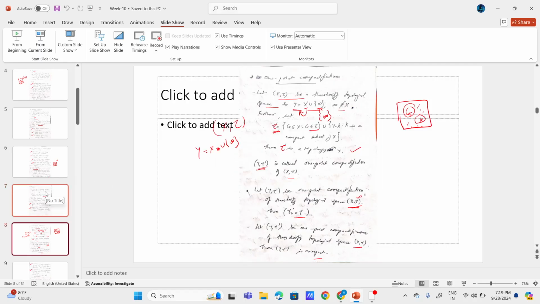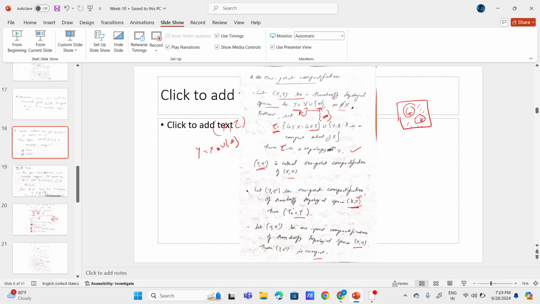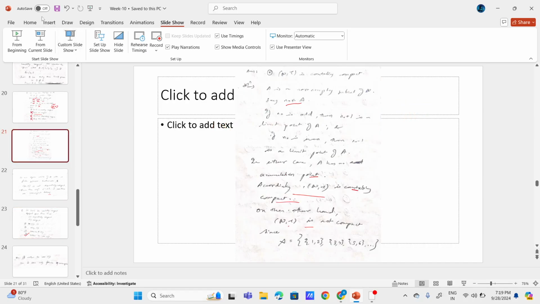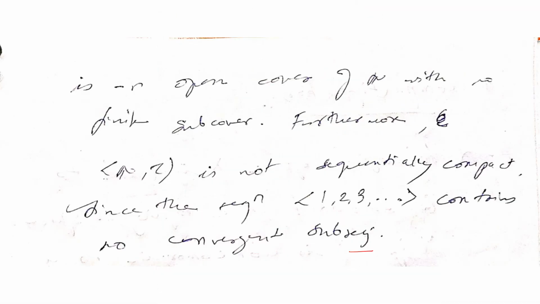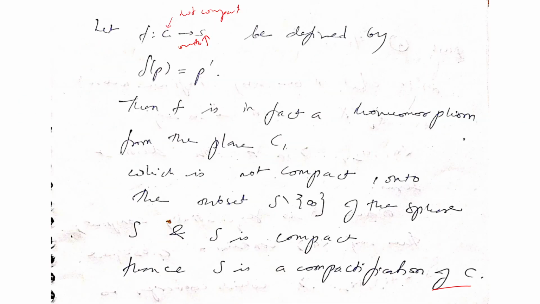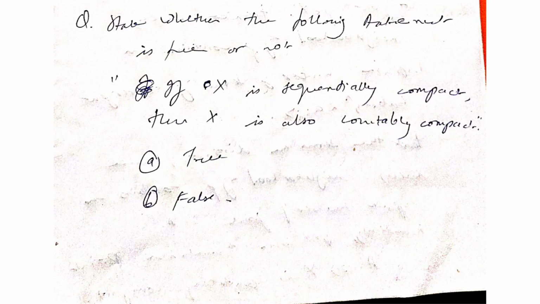Okay, if it is clear, let's move to the next question. The next question is: state whether the following statement is true or not. The statement is: if X is sequentially compact, then X is also countably compact. Is it true or false? And also justify it.